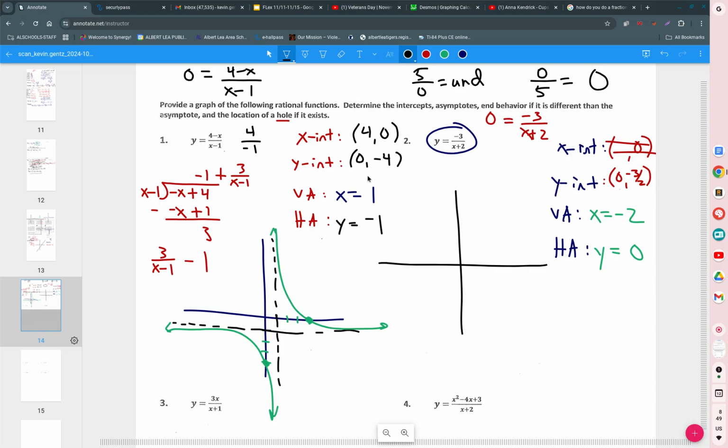We said the vertical asymptote is -2, so we go back 2 units. The horizontal asymptote is y equals 0, or in other words, the x-axis. It goes through the y-intercept at -3/2. What is -3/2 approximately as a decimal? Yeah, -1.5, so it's going to go through right there. Okay.